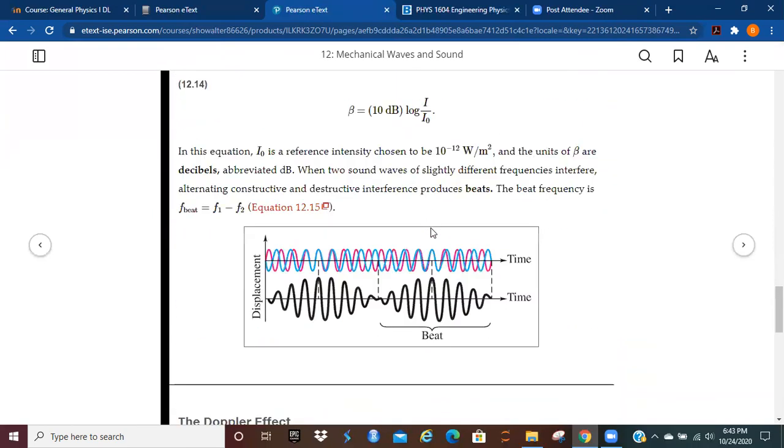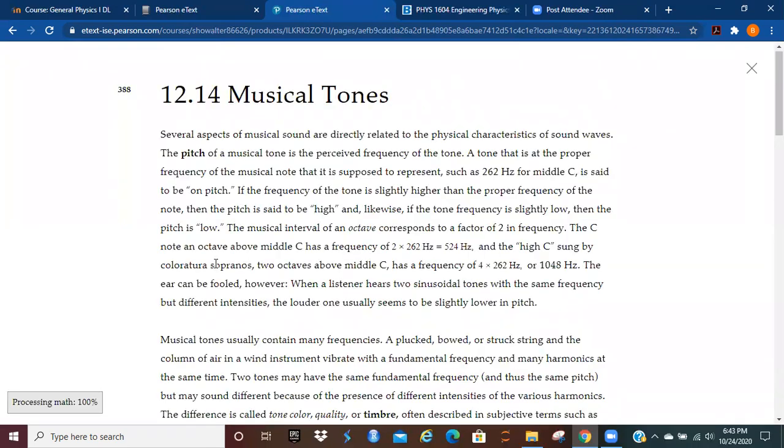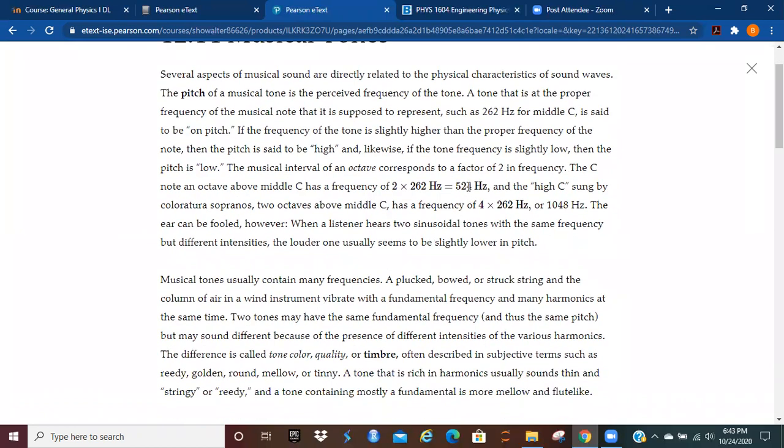And then finally, for musical tones, the pitch of a musical tone is going to be the perceived frequency. For middle C, you're looking at something around 262 hertz. That's considered to be on pitch. An octave above that, it corresponds to twice the frequency. 2 octaves above middle C, you can see the frequency there.